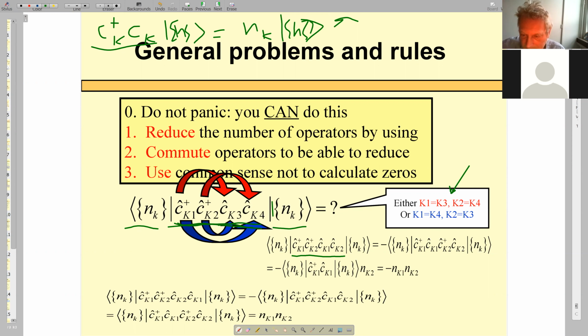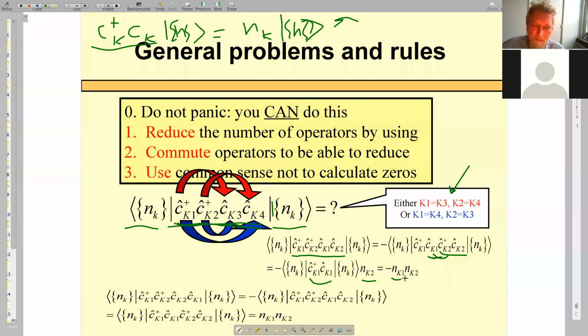Here, I have commuted. Why do I do so? I want that C dagger comes closer to C. All right, so I have commuted these two. I got a minus sign because of anti-commutation; I have assumed that K1 is not K2 in order to do so. Right, then I can immediately apply this formula. Hop, this gives me factor N K2. This is left, hop, it gives me a factor N K1.